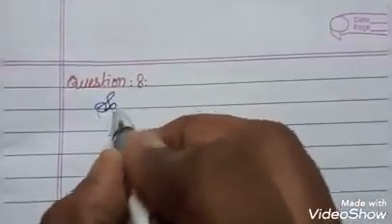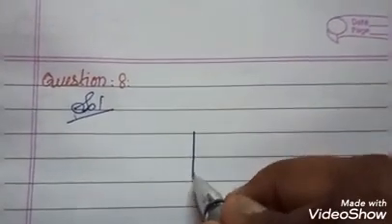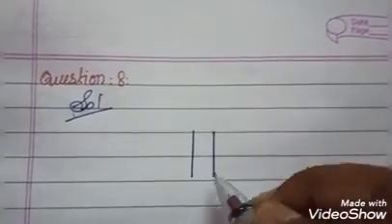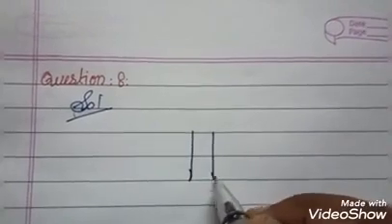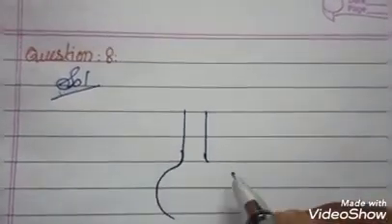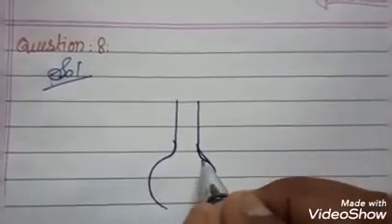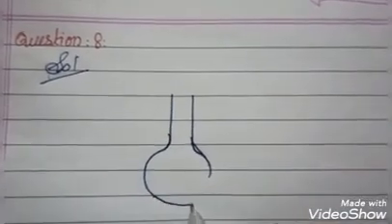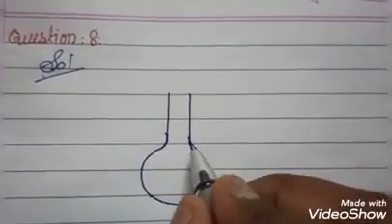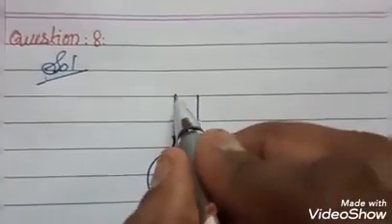So, solution of question number 8. Already I told you, it is a spherical vessel with cylindrical neck. You can see this vessel in a science laboratory. So this is the diagram: a spherical vessel with cylindrical neck.